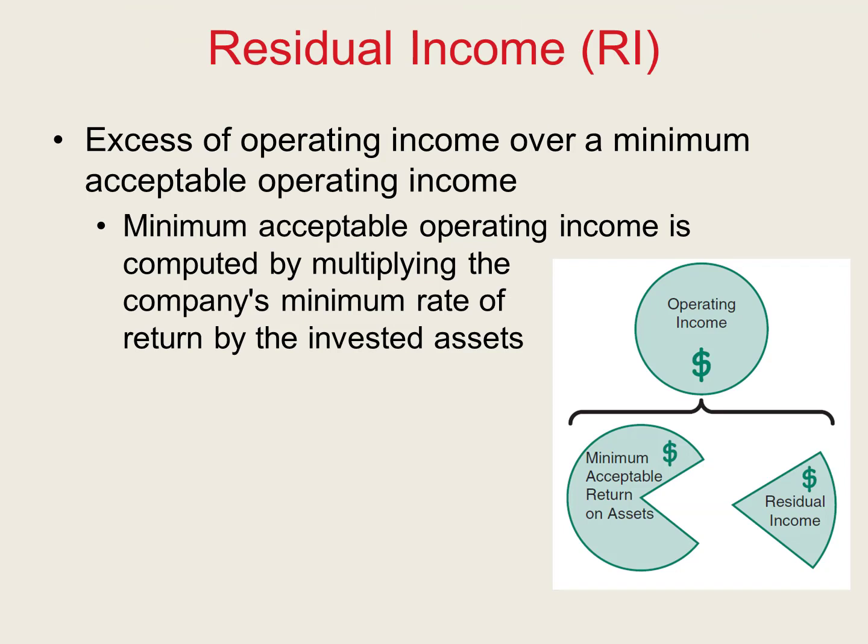Residual income is the excess of operating income over a minimum acceptable operating income. The minimal acceptable operating income is computed by multiplying the company's minimal rate of return by the invested assets. Each organization will have to determine its own minimally accepted operating income. Once we've determined that, we can see if these organizations or these segments within the organization are meeting the minimum standards, the minimum requirements established by the organization.